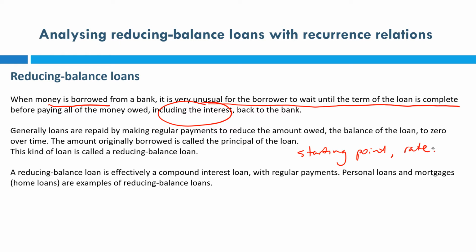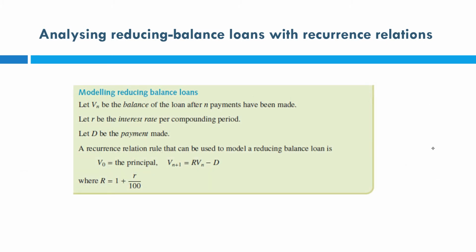And we look at various examples as follows. So we're still using exactly the same principles there. In this case, VN represents the balance of the loan. So what we start with is our principal, VO, but VN, we can look at any point in time and we can actually work out how much we still owe back to the bank. That includes the interest and D, the payments that we're making back. So a recurrence relation looks like that when we're talking about a reducing balance loan. So if you remember this formula, you're not going to have a problem.